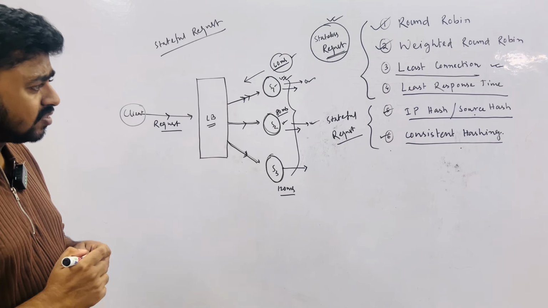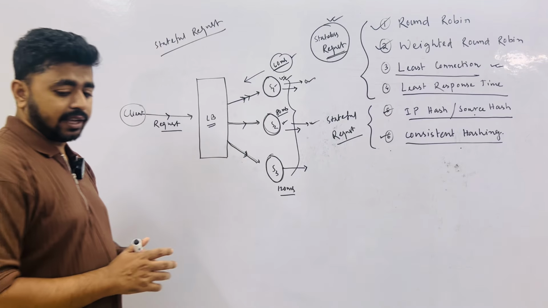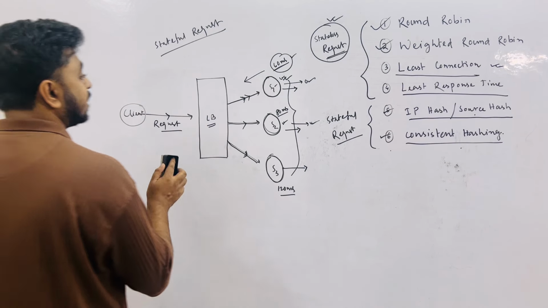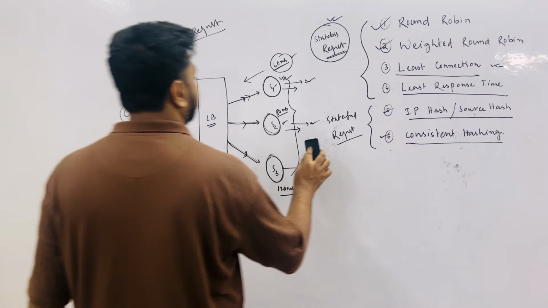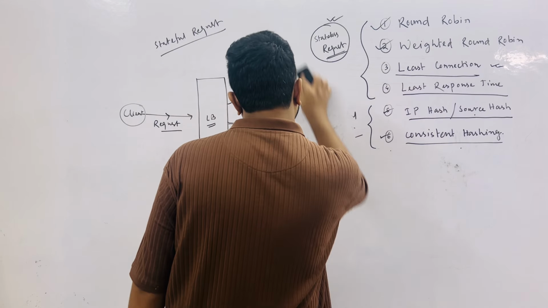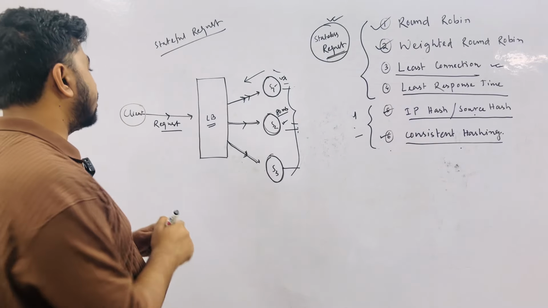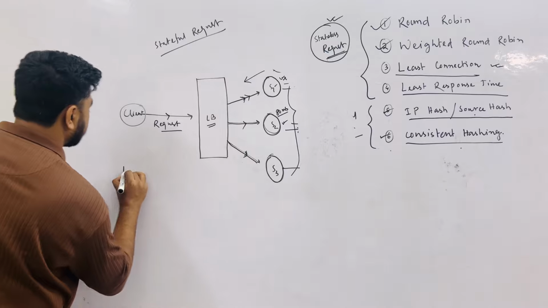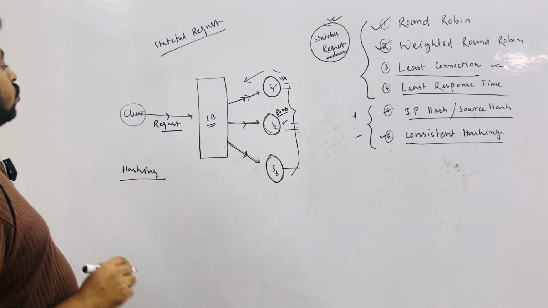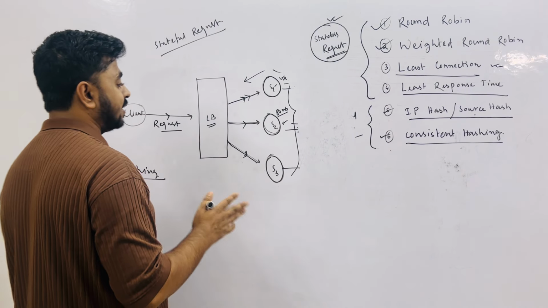Okay. Anyway, we will talk about these algorithms in detail in the next lecture, but I will just go through at a high level what IP hash or source hash is all about. By the name you can understand we are using some hashing. So how is the load balancer deciding which server to send the request to?